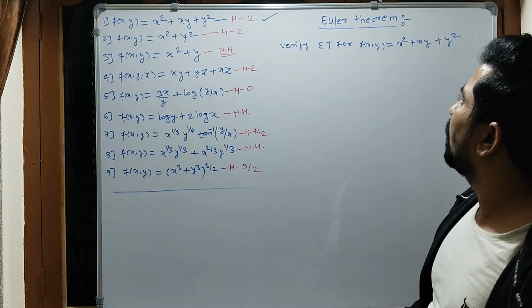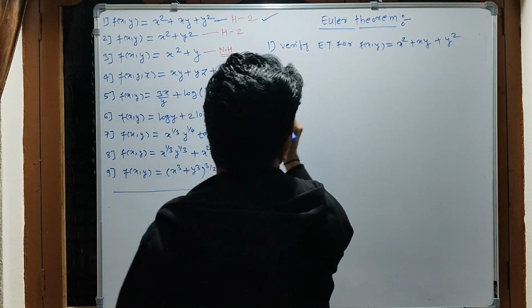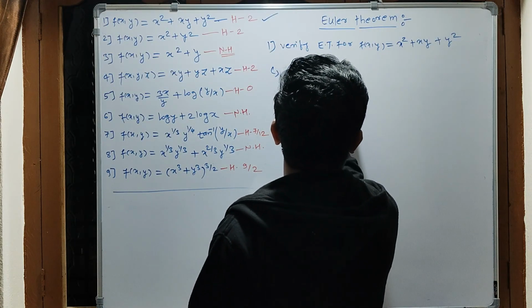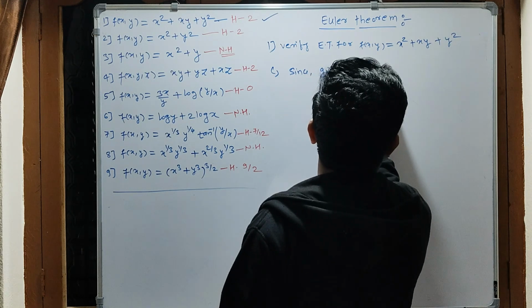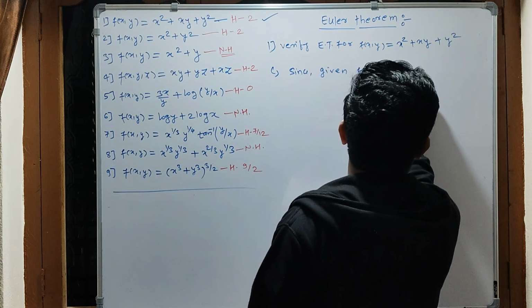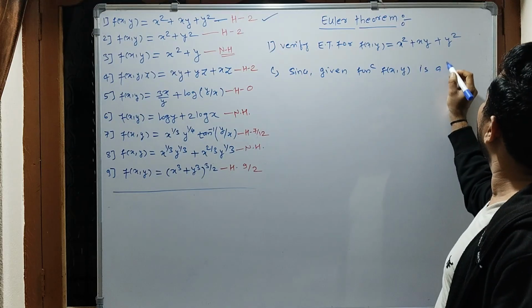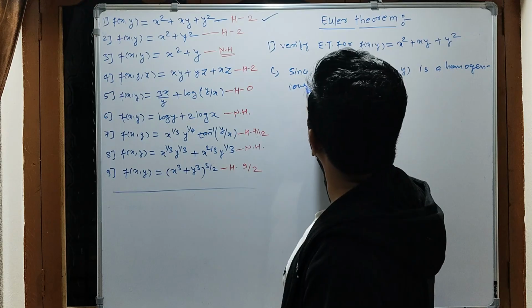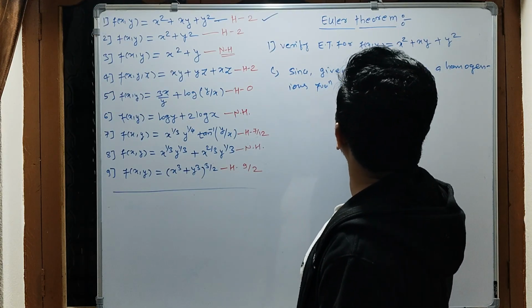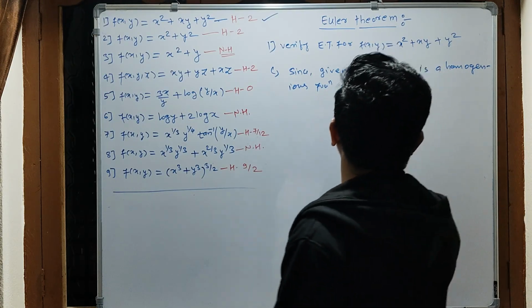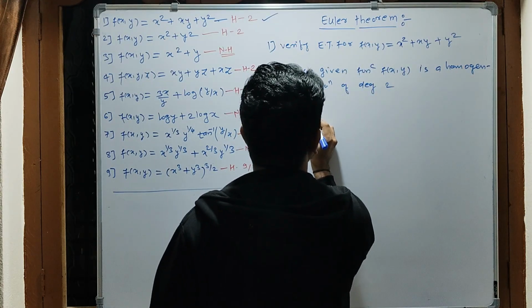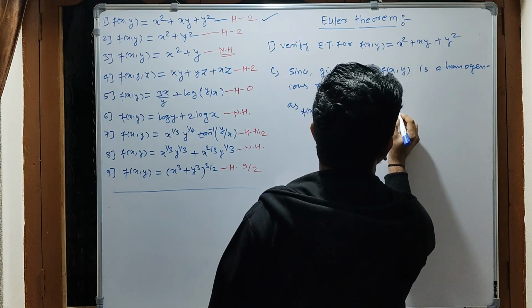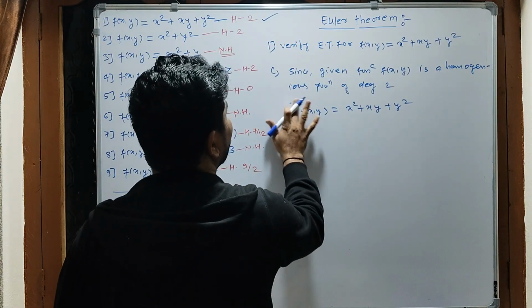Of course, this function is homogeneous. So here, let's say this is my example 1. How to write the answer? Since the given function f of x comma y is a homogeneous function of degree 2, as f of x comma y equal to x square plus xy plus y square. So here this is the given function.